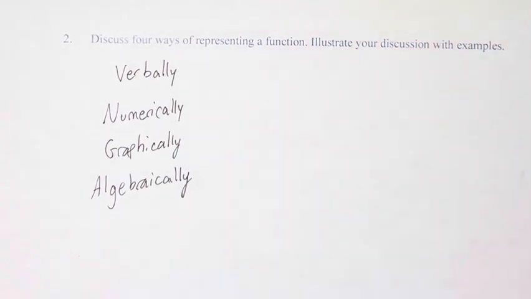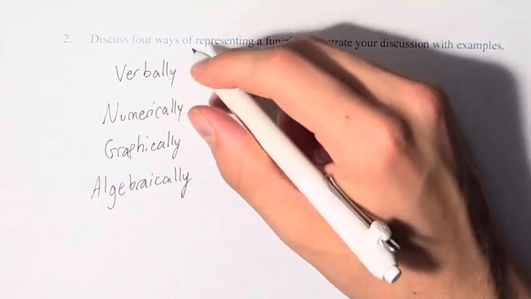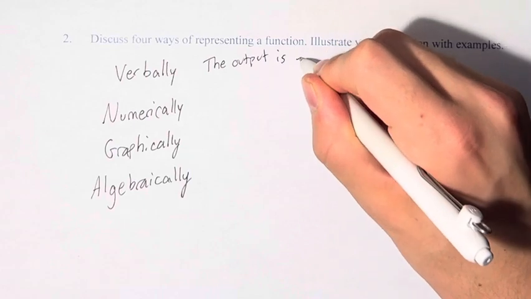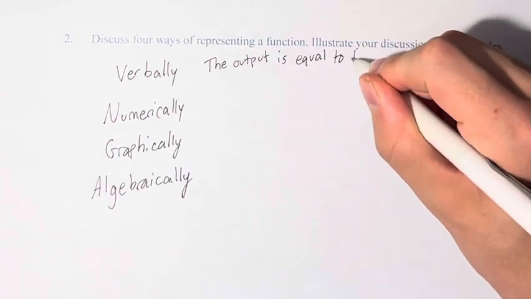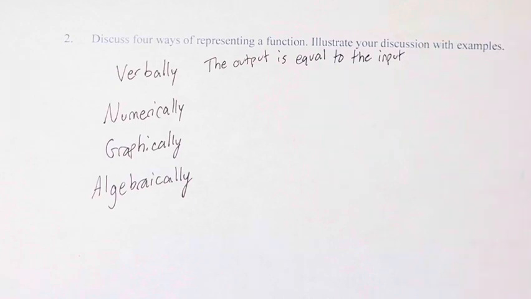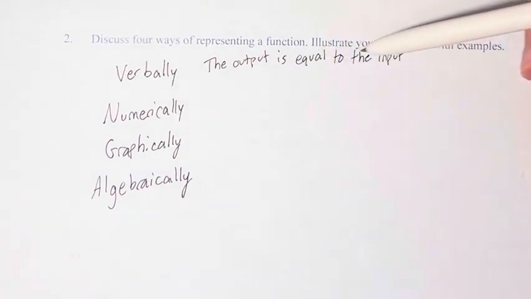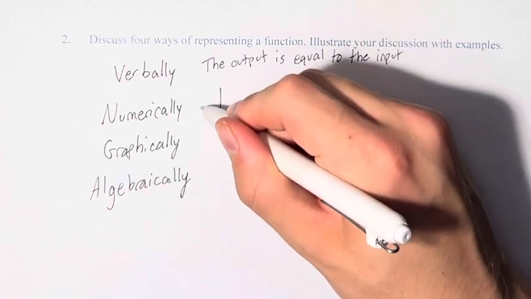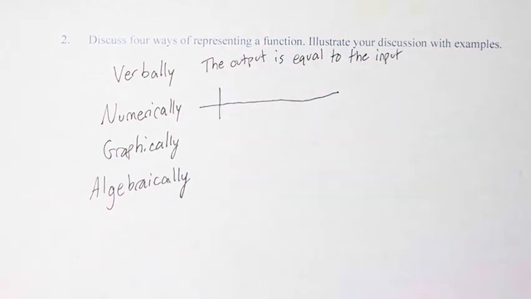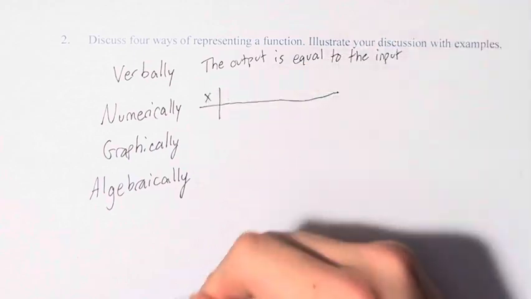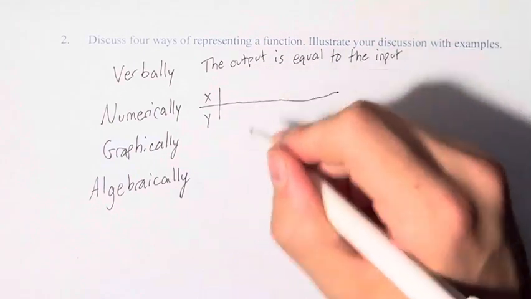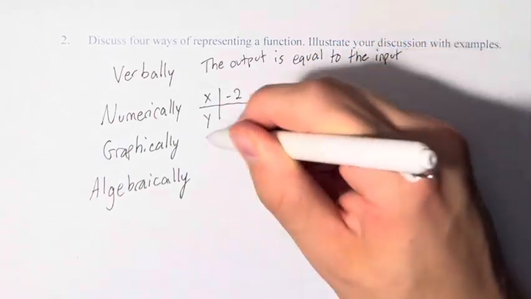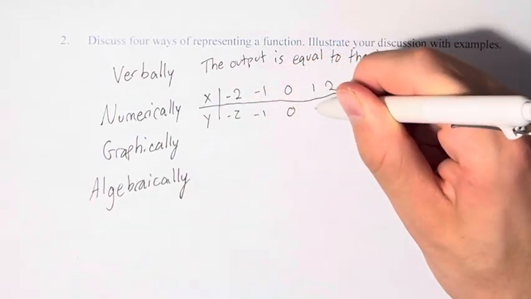And the way that I just described it to you is verbally. The output is equal to the input, right? Or the dependent variable is equal to the independent variable, however you want to think about it. Numerically, this is a table of values. The standard input and output is the independent x and the dependent y, and for x equal to -2, -1, 0, 1, 2, y holds those same values.